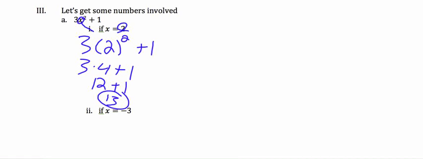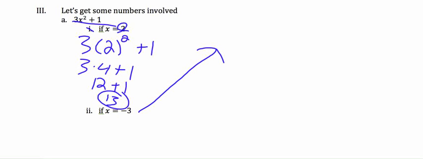A lot of people make the mistake of multiplying the 3 and the 2 first. Don't do that. Again, think of what we just did on the previous page. What would your order of operations be for this expression if you didn't know what number it was? You would square the x first. So make sure that when you plug in 2, you square the 2 first. Try this one with -3 on your own, pause, and then come back.